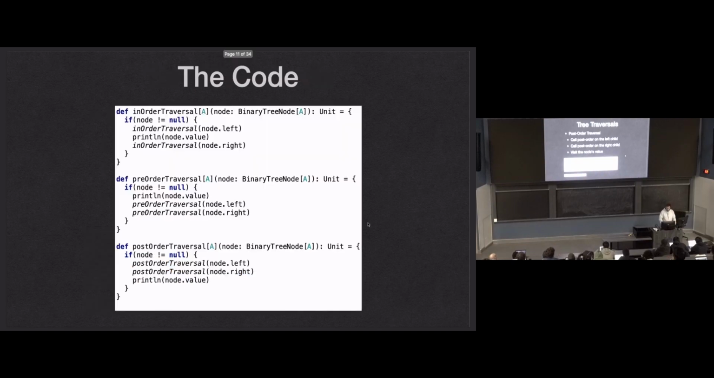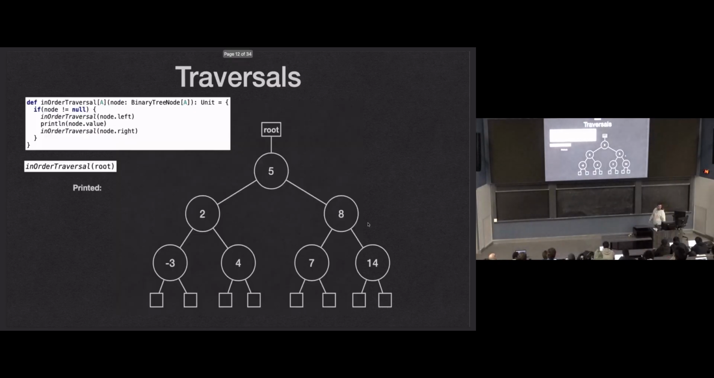so let's see these things in action. Here's the code, all 3 of them. Pretty simple code-wise, but let's go through the run of an in-order traversal on this tree that we've been working with, and I will come back to that. There is one example of a pre-order that I'll give you of why that would be interesting.